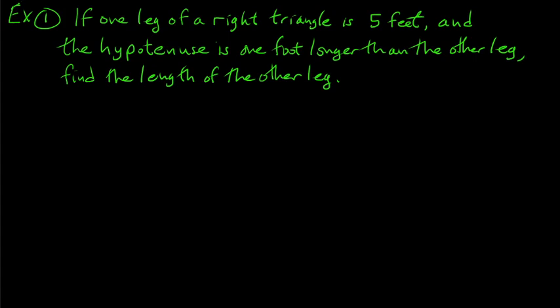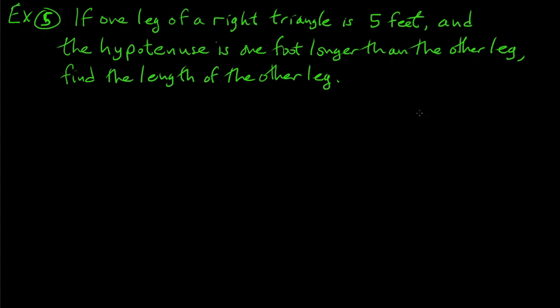Okay, so here's the question. Sorry, this is example 5 for this video. If one leg of a right triangle is 5 feet and the hypotenuse is 1 foot longer than the other leg, find the length of the other leg.